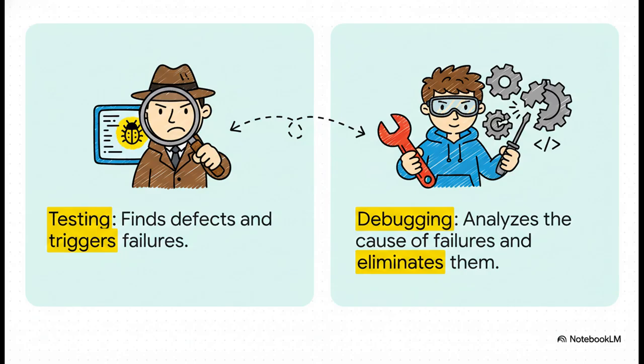Debugging, on the other hand, is the work a developer does. They take that report, they dive into the code to figure out why it's happening, and then they actually fix it. Two very different roles needing two very different sets of skills.